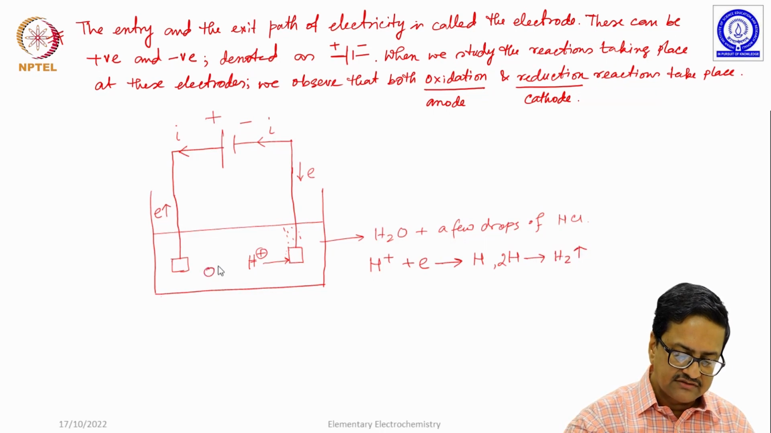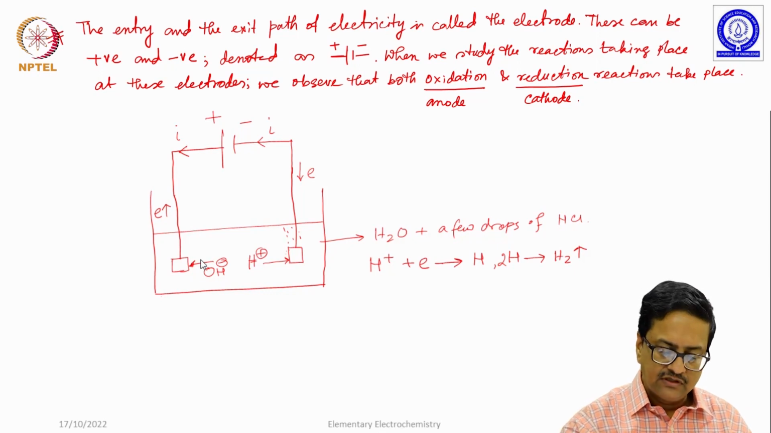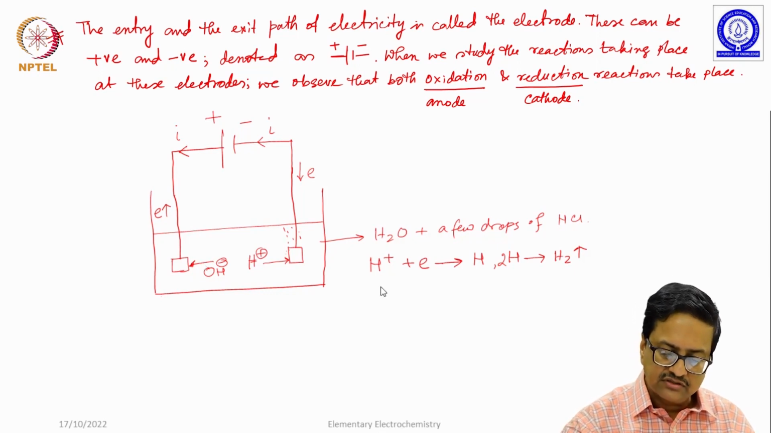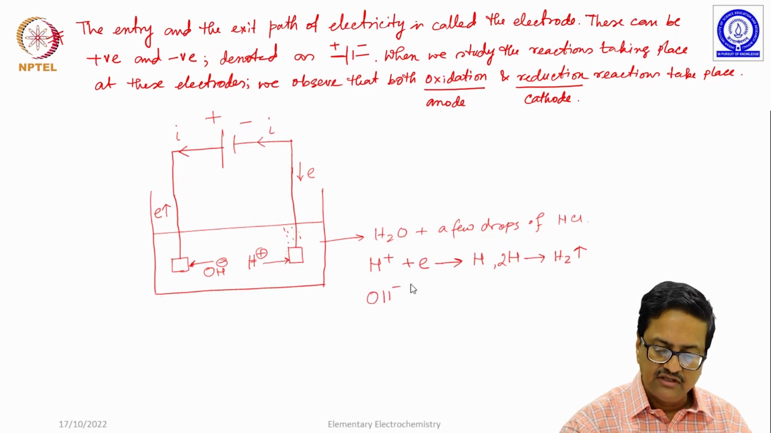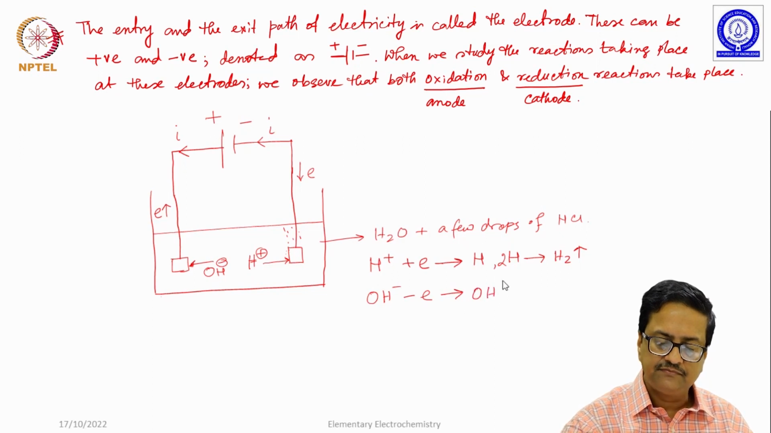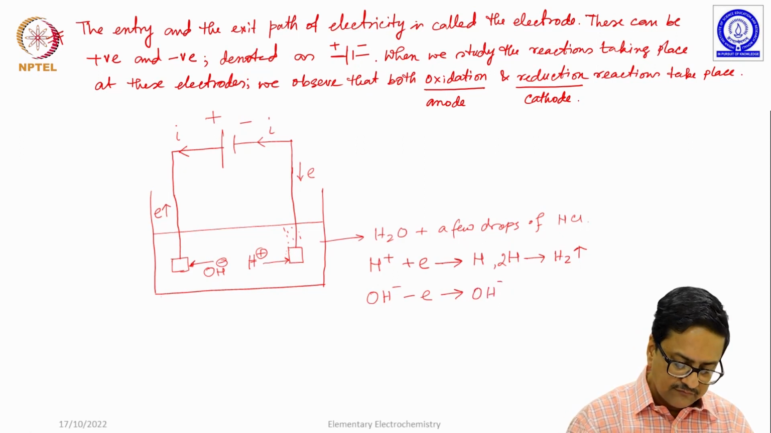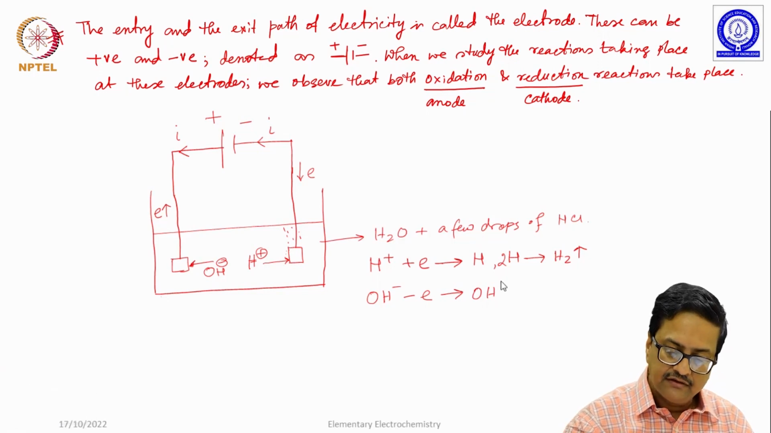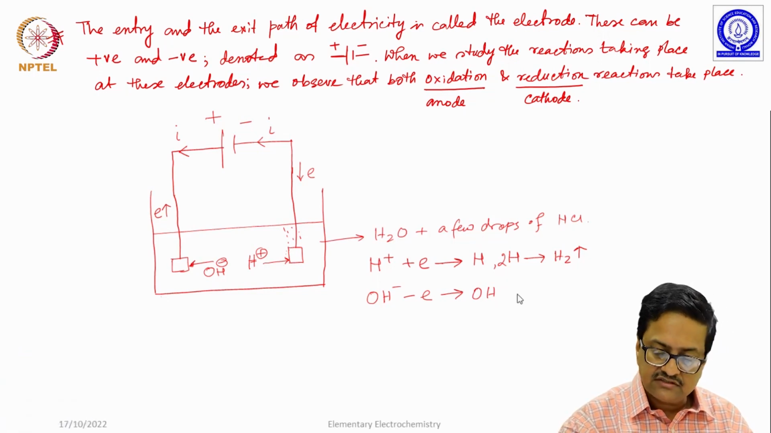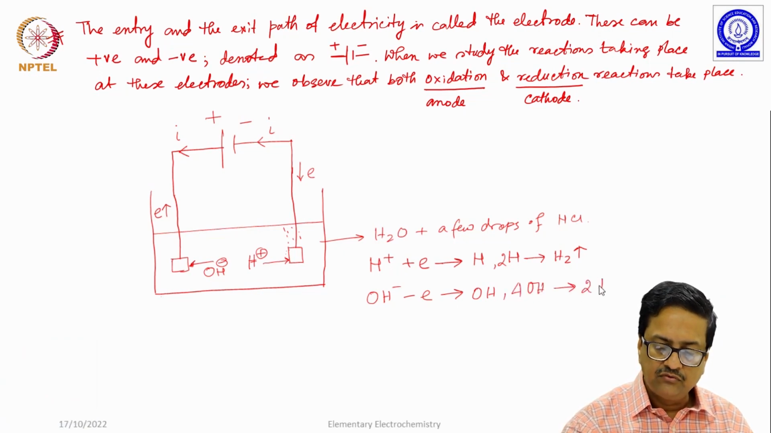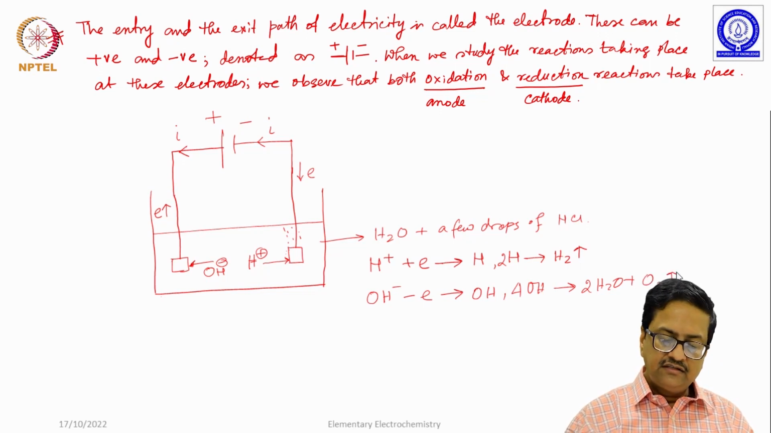Similarly, the OH minus ions move toward the anode and get converted to oxygen in this process, which I have also shown in the previous introductory lecture. It initially forms the OH radical and then 4 such OH radicals combine to give you 2 water molecules plus 1 O2.